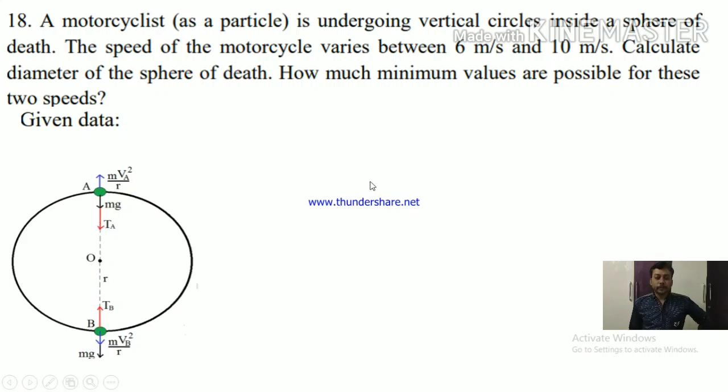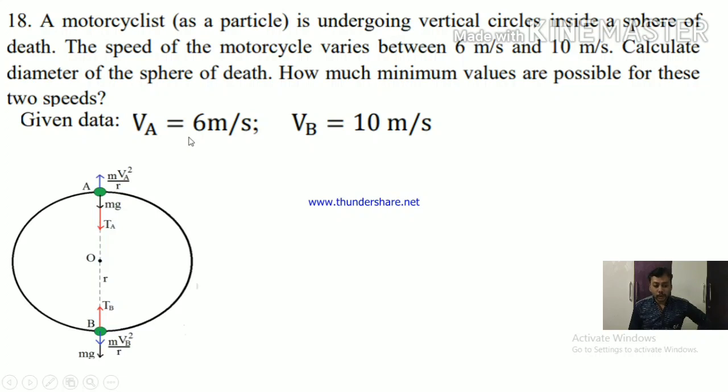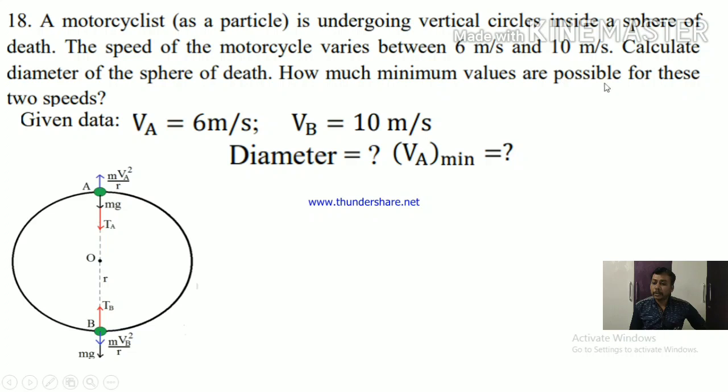Now here, let's see VA, that is the velocity at A. We know in vertical circular motion, the velocity is maximum at the lowest point and the maximum velocity is 10 meter per second. So VB is 10 meter per second. VA is 6 meter per second. We have to determine the diameter and how much minimum values are possible for these two speeds. So V minimum is there.